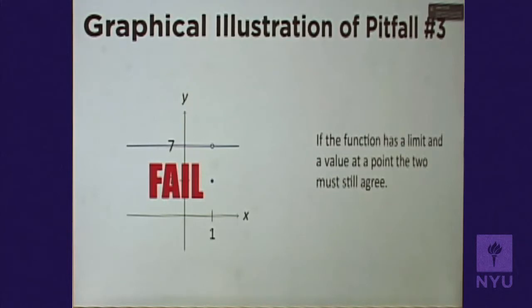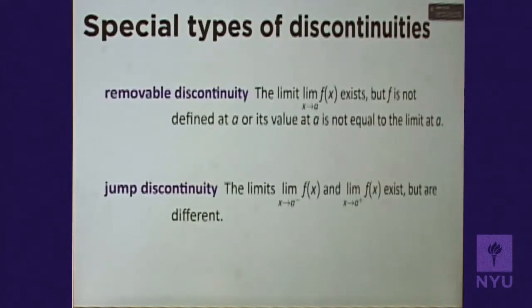So what we see is that there are many ways that a function can fail to be continuous at a point, and some of them are important enough to get their own names. We say that a function has a removable discontinuity at a point a if the limit as x goes to a of f of x exists, but it's not equal to f of a. Maybe there isn't an f of a, meaning that a is not in the domain of the function, or there is an f of a, but it's not equal to the limit as x goes to a of f of x. That's a removable discontinuity.